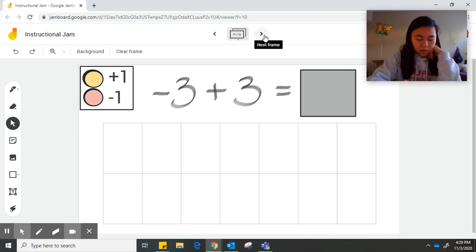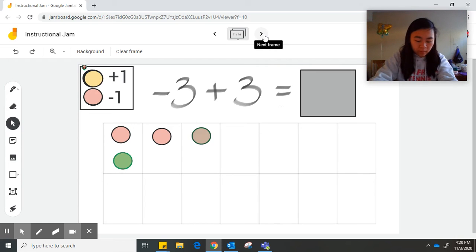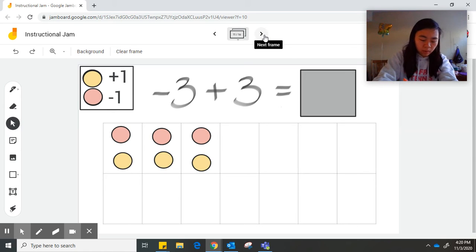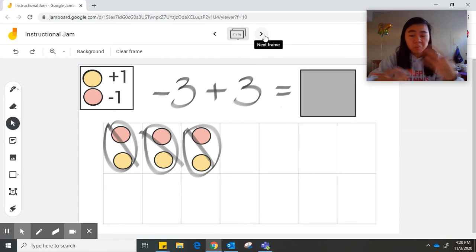Okay, let's do the same thing here. We're modeling our first number, -3. So I'm going to drag over 3 negative counters, 1, 2, 3, and then we're adding a +3. Okay, so now we're looking at adding these yellow counters, +3, and that's it. How many 0 pairs can we make? 1, 2, 3 0 pairs. We know that each one of those has a value of 0. We're left with no counters, so our answer here is going to be 0.